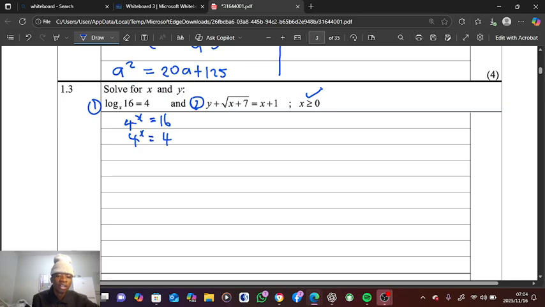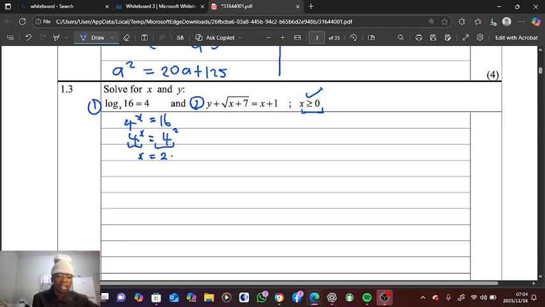To base 4 to the power of 2, because 4 to the power of 2 is equal to 16. Since we have the same base, we can say x is equal to 2. Then you see that x is greater than 0, which means our answer here must be what?